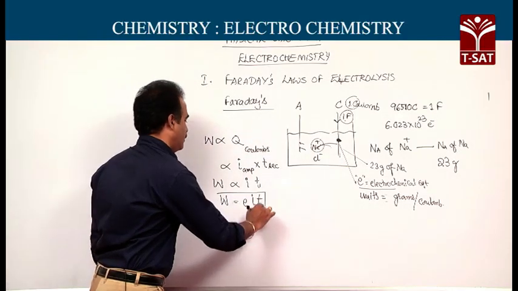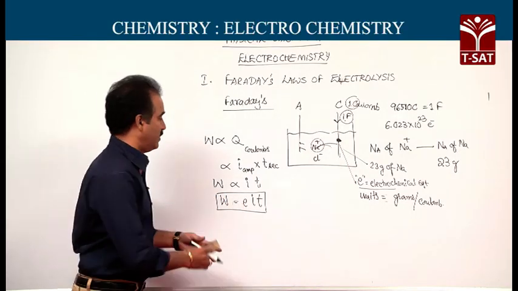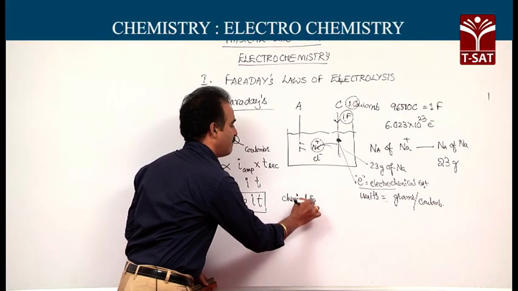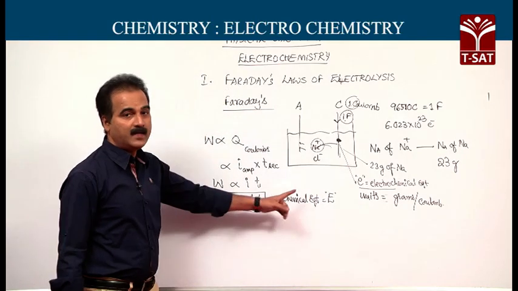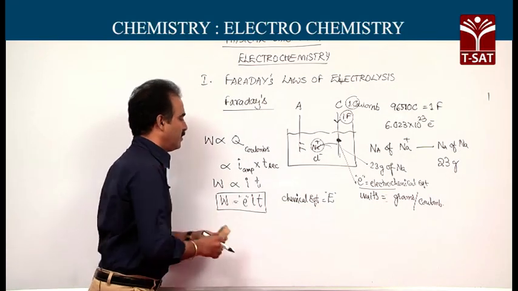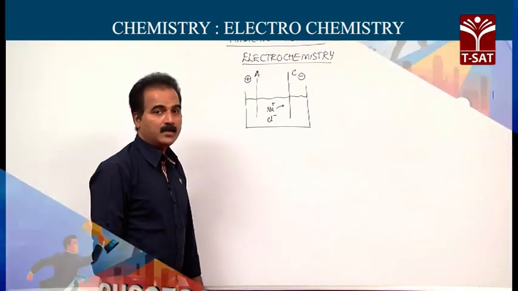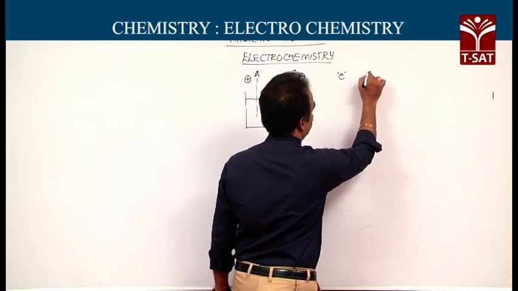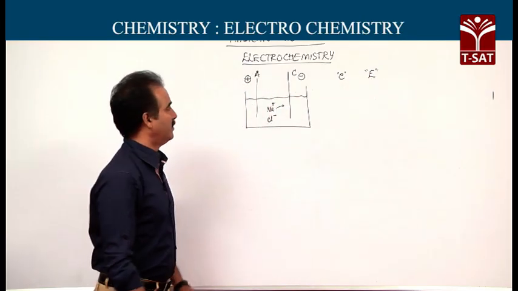And the relation between electrochemical equivalent and chemical equivalent. Chemical equivalent, capital E we represent it as, is nothing but the gram equivalent weight. The relation between electrochemical equivalent and chemical equivalent we are going to find now. This relationship is crucial.